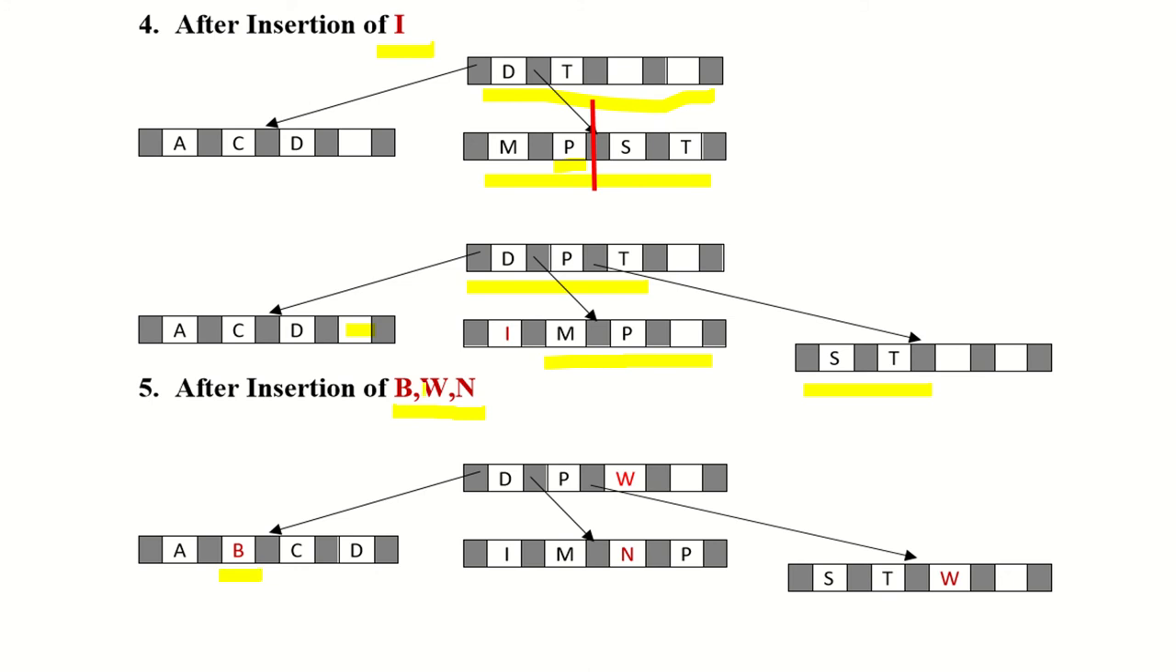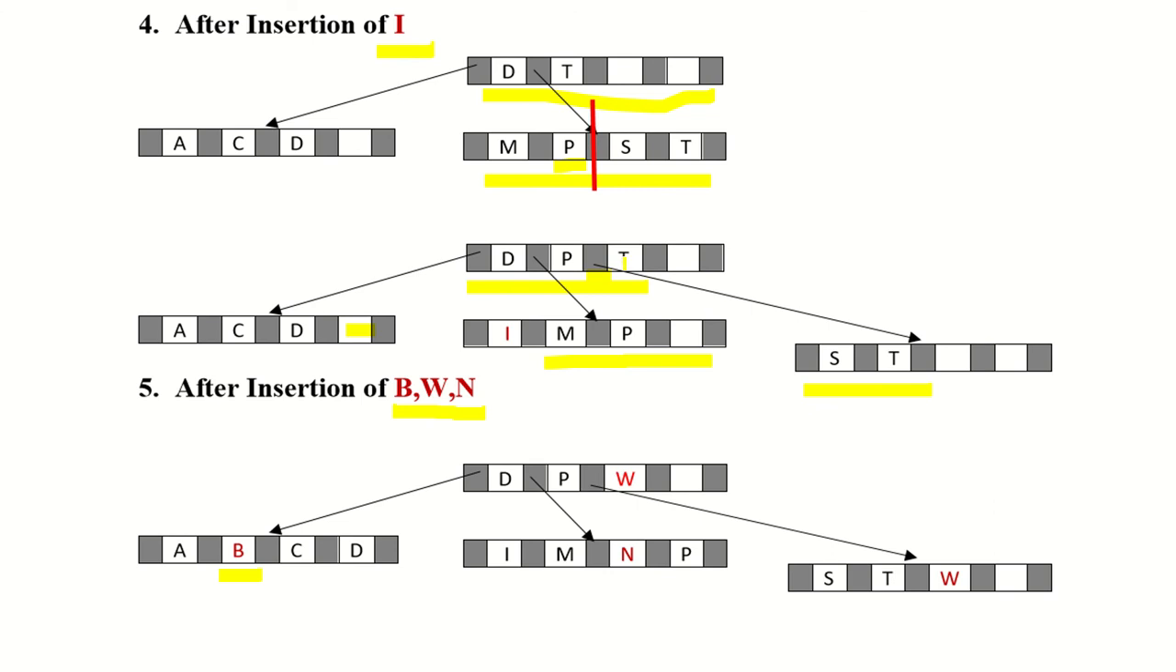Next is W. For inserting W, I have to go here. As we see, W comes after T. Okay, but we already see that elements are free here. But this link actually shows that this node can hold only elements till T. So we cannot insert W here.